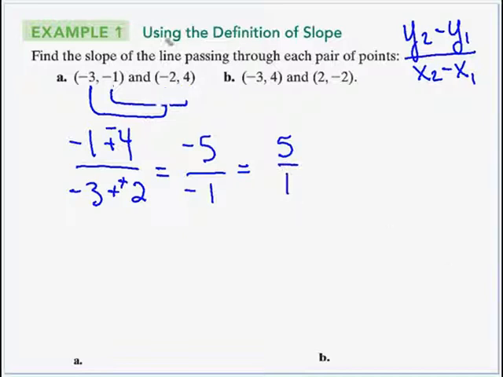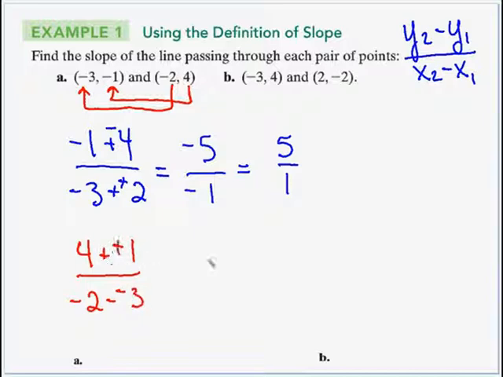Now let's say on the flip side, somebody else wanted to use those points in the reverse direction. So maybe they subtracted right to left. So 4 minus -1 in the numerator. And then the denominator would be -2 minus -3.